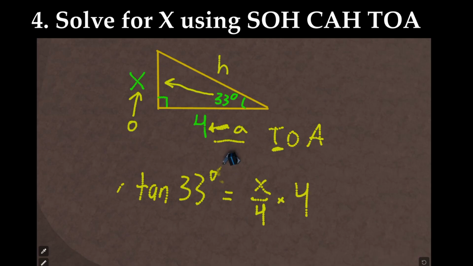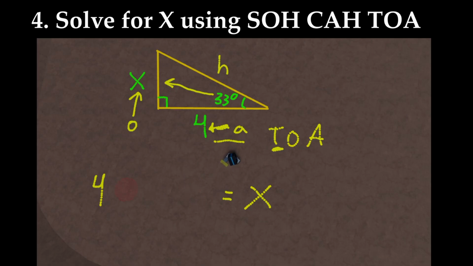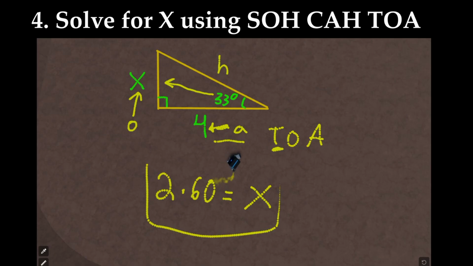And that'll get rid of the 4 in the denominator over there, and I'll be left with x is equal to 4 times tan 33 degrees. So now put tangent of 33 degrees into a calculator. If you do that, you should get that it is equal to 0.649. Now just do 4 times 0.649 on a calculator, and if you do that, you should get x is equal to 2.60. And that is our answer to this problem.